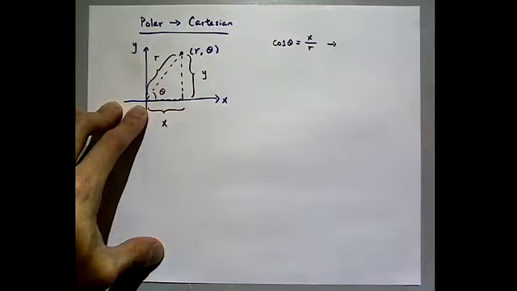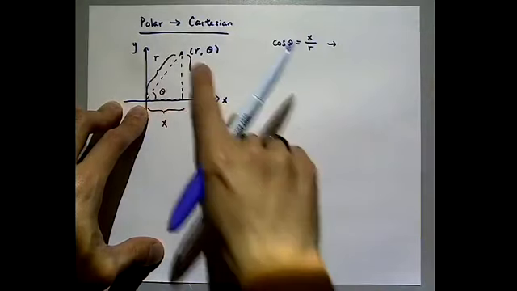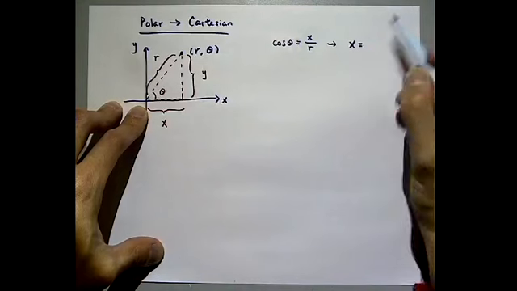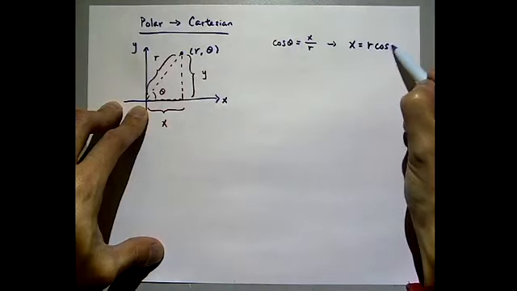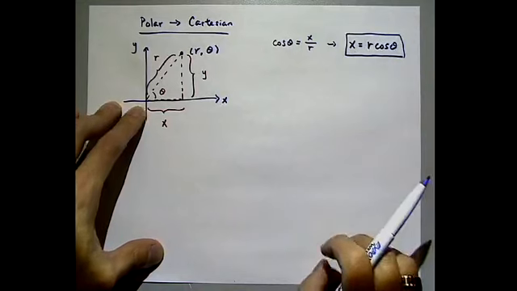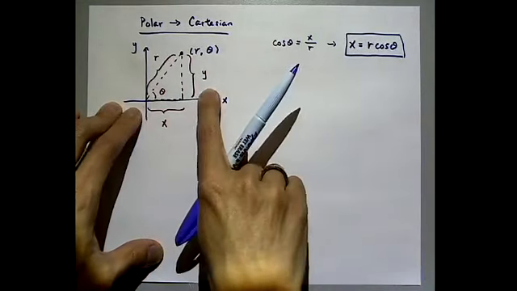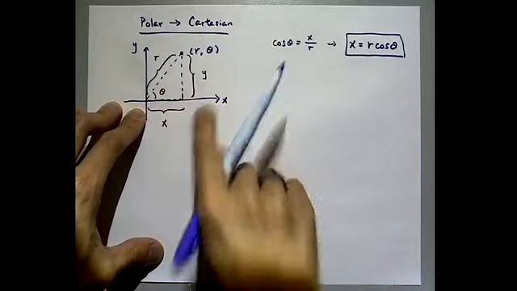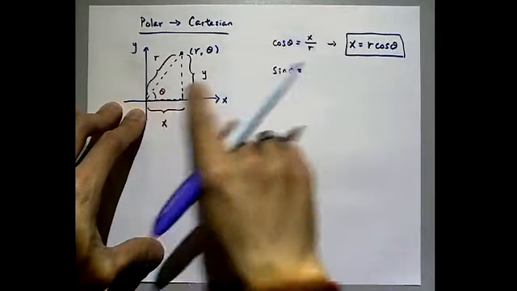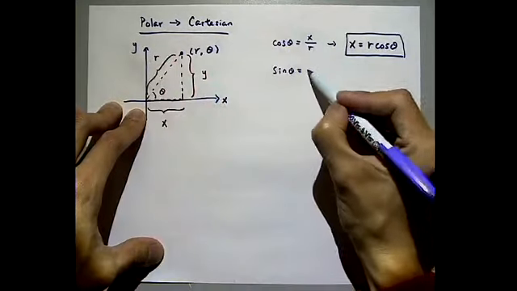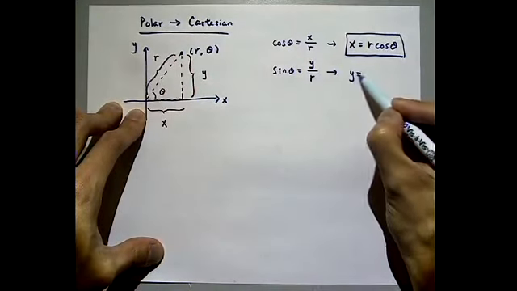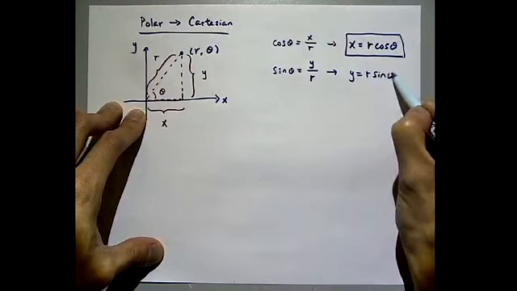So this tells me that if I want to know what the x-coordinate is, once I know r and theta, I need to use this equation. And I can find y exactly the same way by using sine. Sine is opposite over hypotenuse, so y over r. Therefore, y is equal to r sine theta.